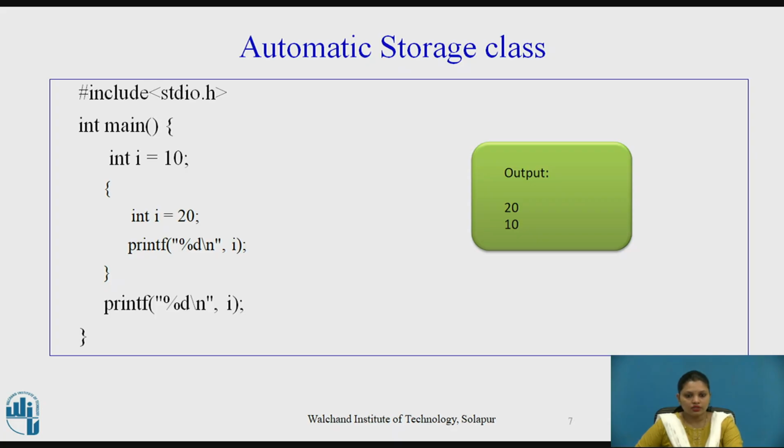It is better to initialize some value to the auto variable because there are chances of getting a garbage value if initialization is not done. This example gives a clear picture of auto variables and local scope. The output of the program is 20 and 10. Next, we will see the second type of storage class, that is the register storage class, in detail.